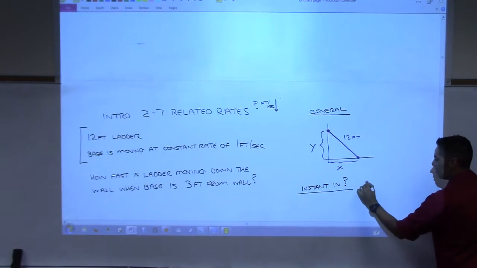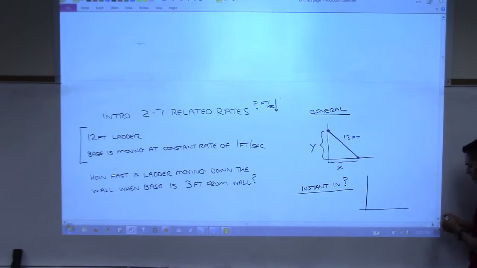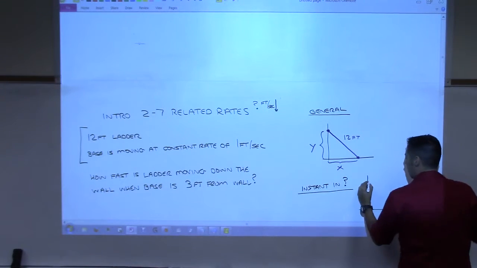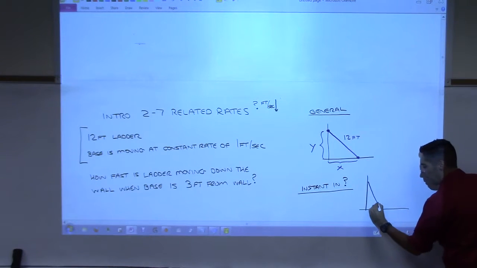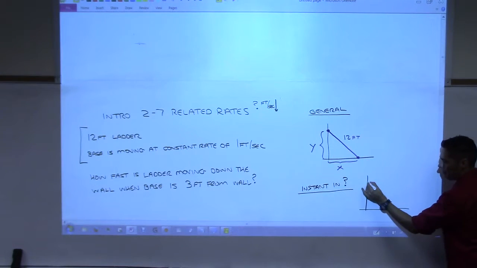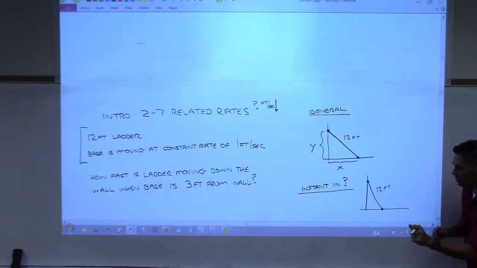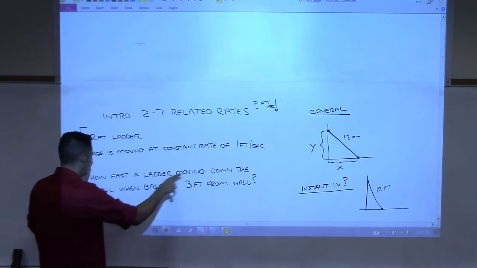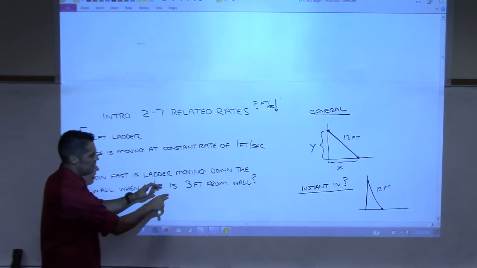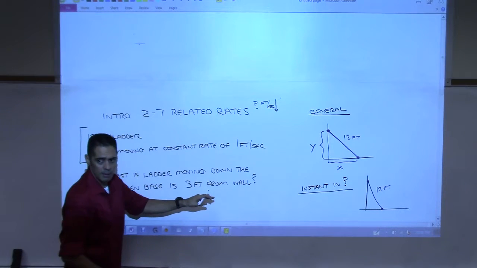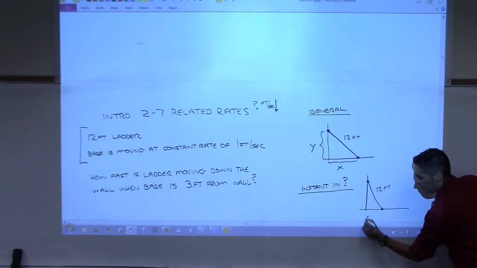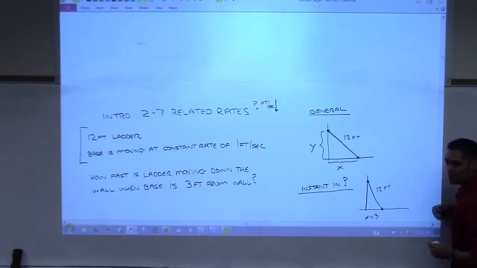I'm out of room down here, so I'm going to draw the picture again. I still have the 12-foot ladder, right? That doesn't change. But at the instant in question, how far away from the wall is that ladder? At the specific instant in question, how fast is the ladder moving down the wall when the base is 3 feet from the wall, right? That means this distance right here is what? 3. So that means x is actually fixed at 3 here.